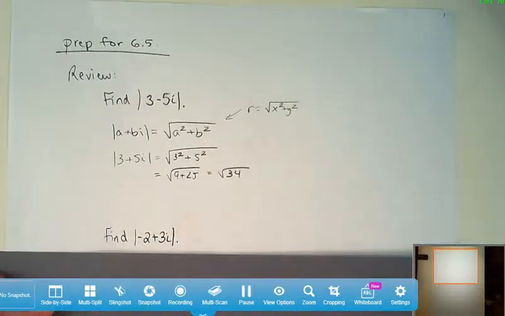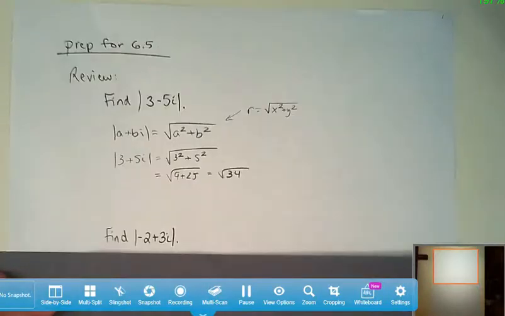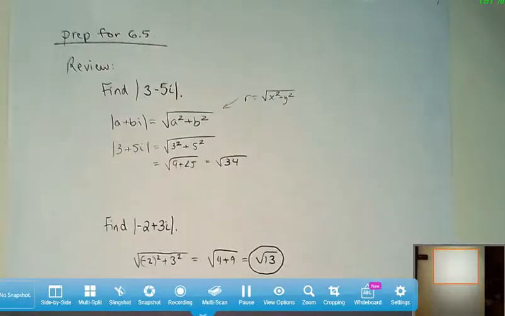Before we continue, I'd like you to try finding the absolute value of negative 2 plus 3i. And you should get square root of 13 for that absolute value.